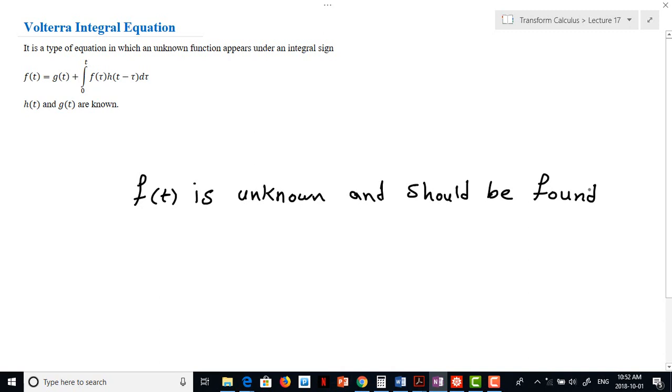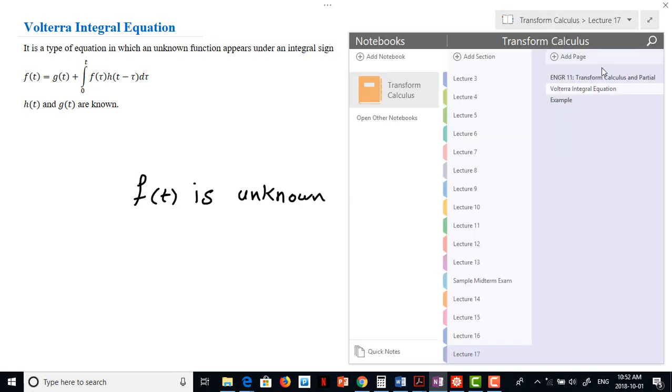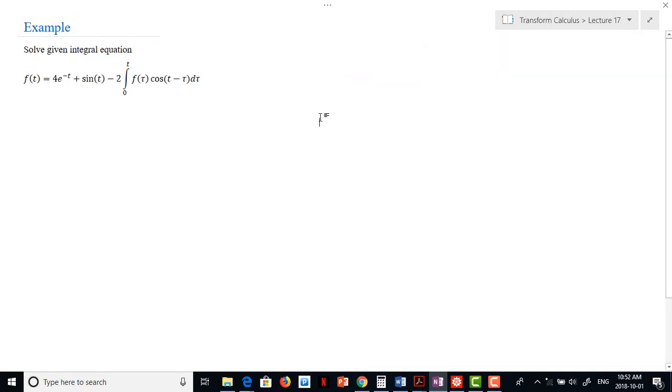We can easily find f(t) using Laplace transform. So here we have one example. In this example, we're going to see how we can solve Volterra equation using Laplace transform. So in this example, you want to solve a given integral equation. f(t) is equal to 4 times e to the power of minus t plus sine t minus 2, the integral from 0 to t f(tau) cosine (t minus tau) d tau.